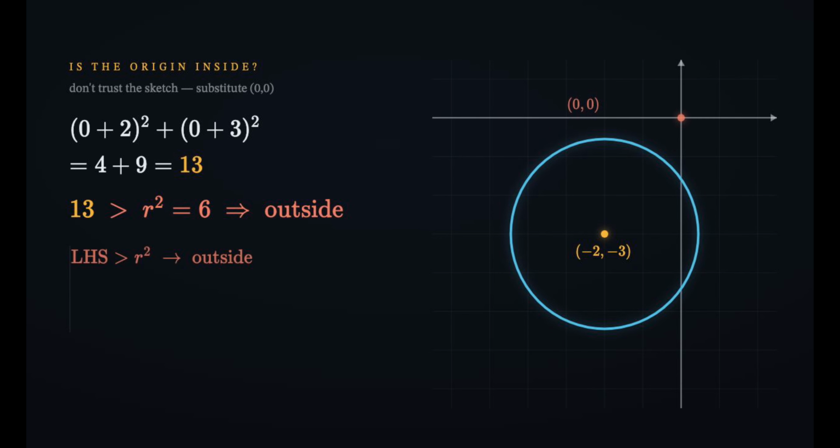13 is greater than 6. If it is bigger than the value of r squared, then that means it's outside the circle, because r squared is just about the distance from the center of the circle. So if it's bigger, then that means it's far from the center, which means it's outside. If it's smaller than r squared, then it means it's inside the circle. If it's equal to r squared, then that means the origin is on the circle.